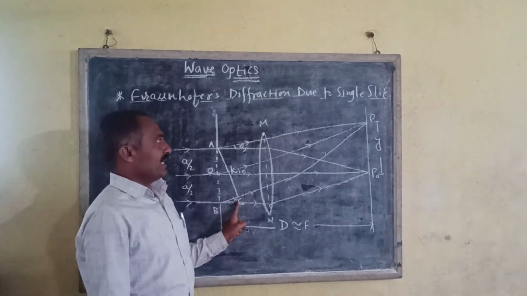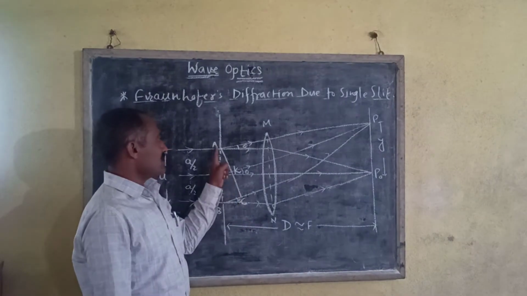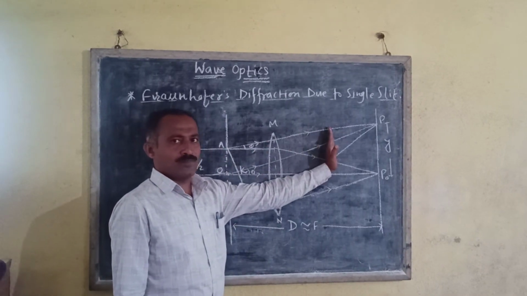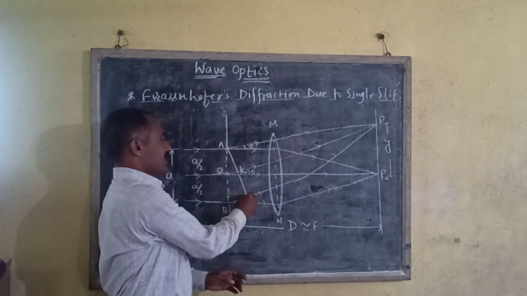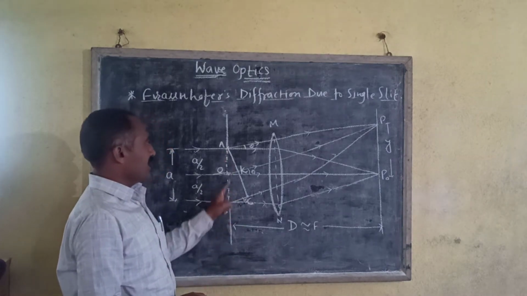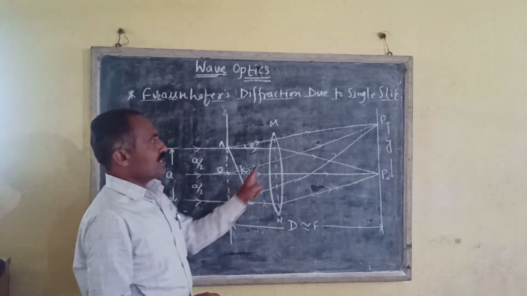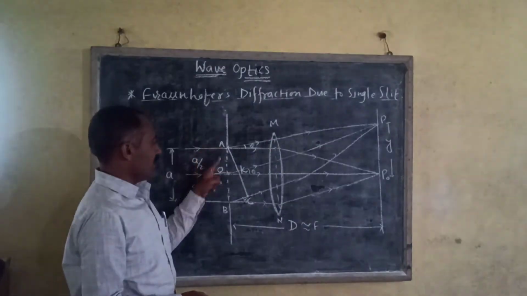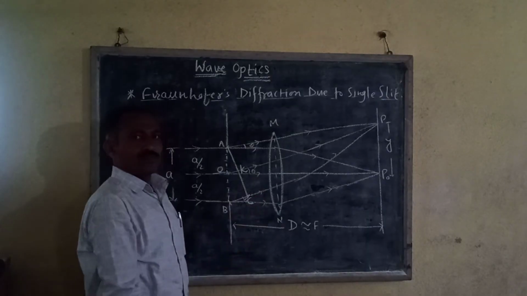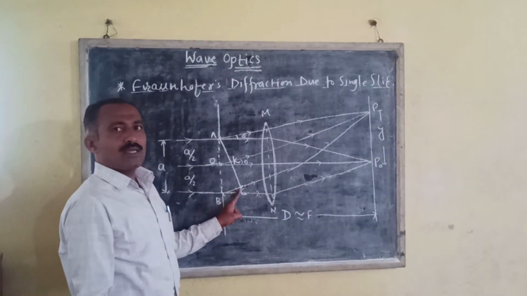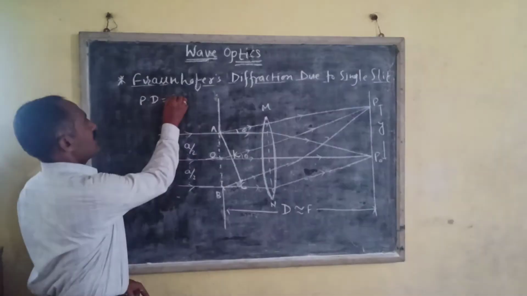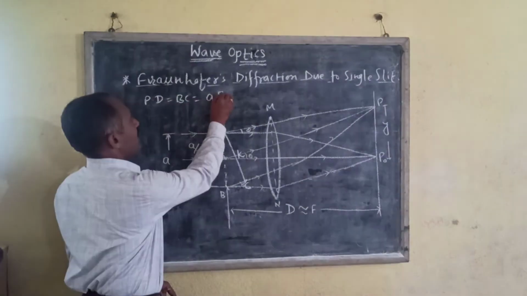All the light rays from AC cover equal distance at P. That means points A and C are in the same phase, but the light waves from the two extreme points A and B, reaching the point P, have a path difference of BC, and this path difference BC is equal to a sin theta.